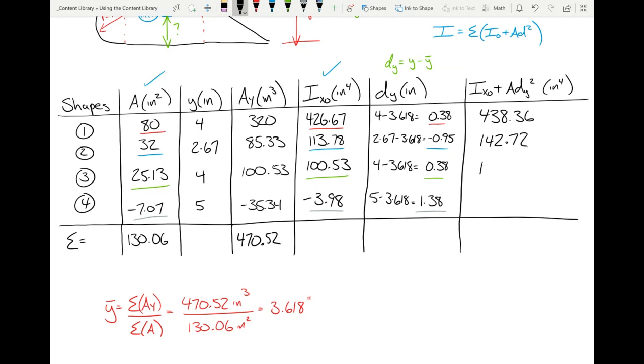The second one, when you chug it out, ends up being 142.72. This one ends up being 104.21. And this one, remember, is negative because there's a lot of negative terms that go into it. This one's negative 17.48. So the sum is 667.80.